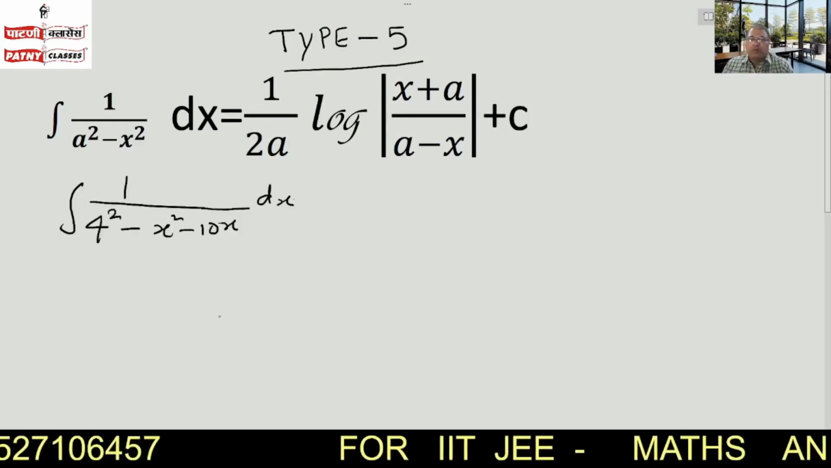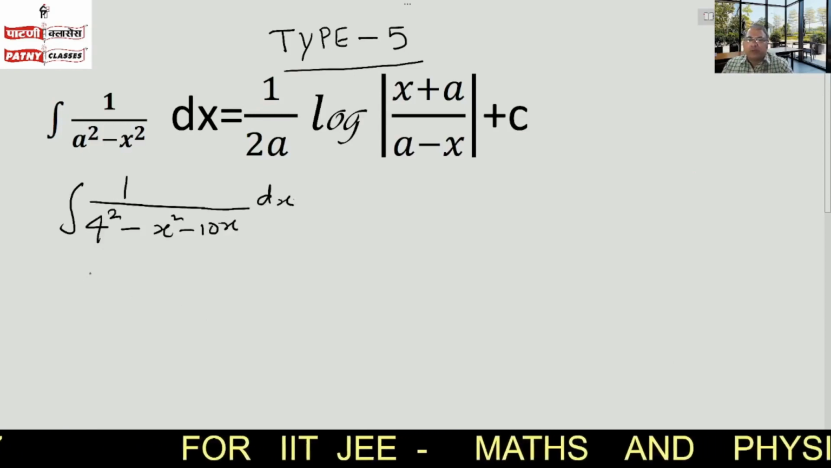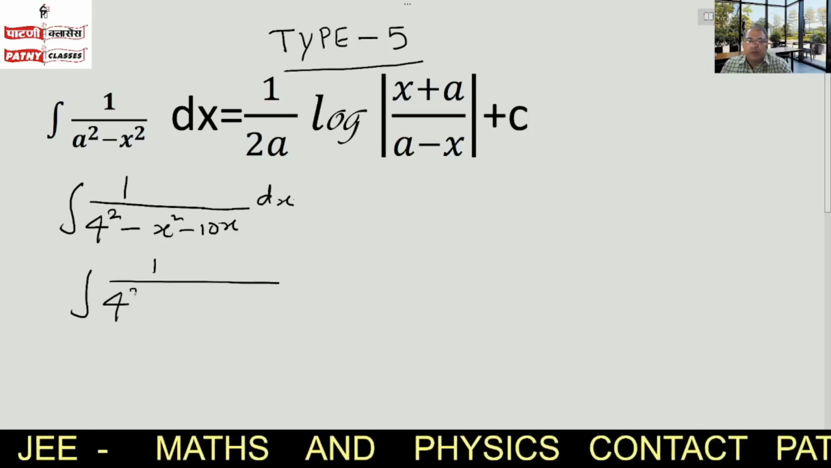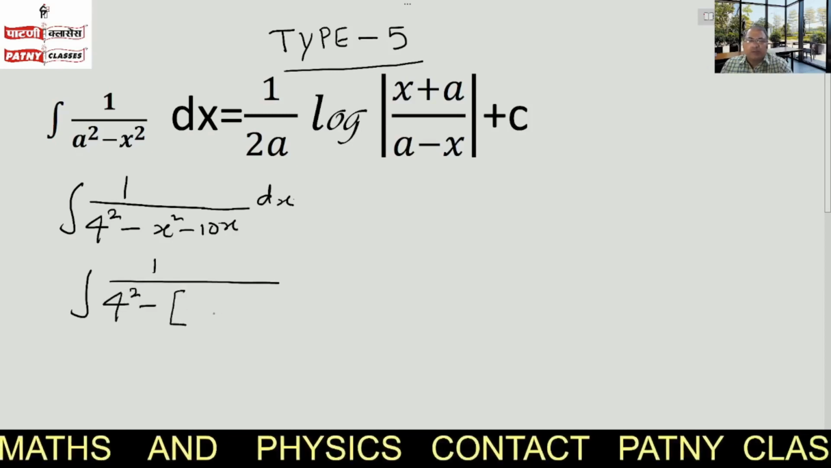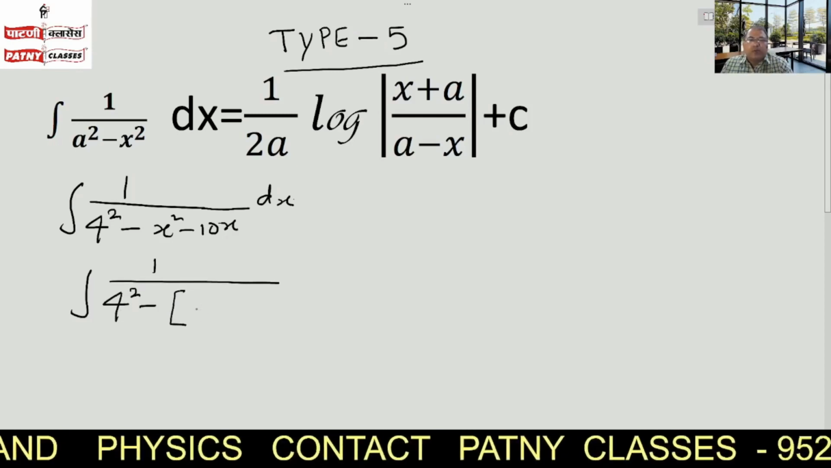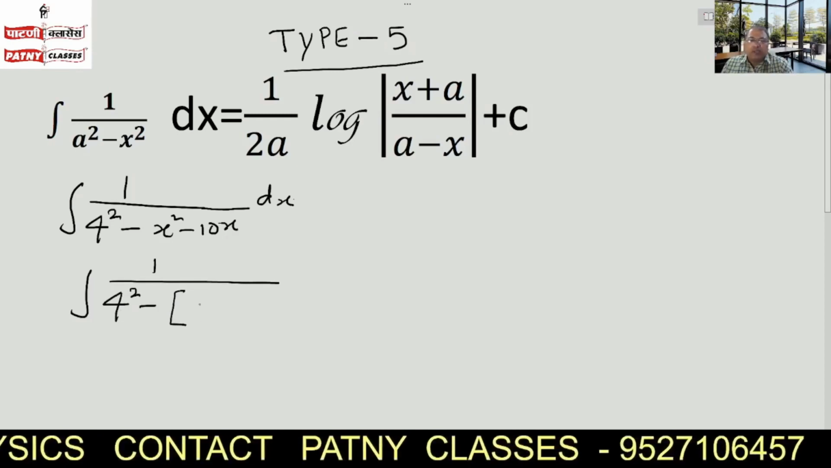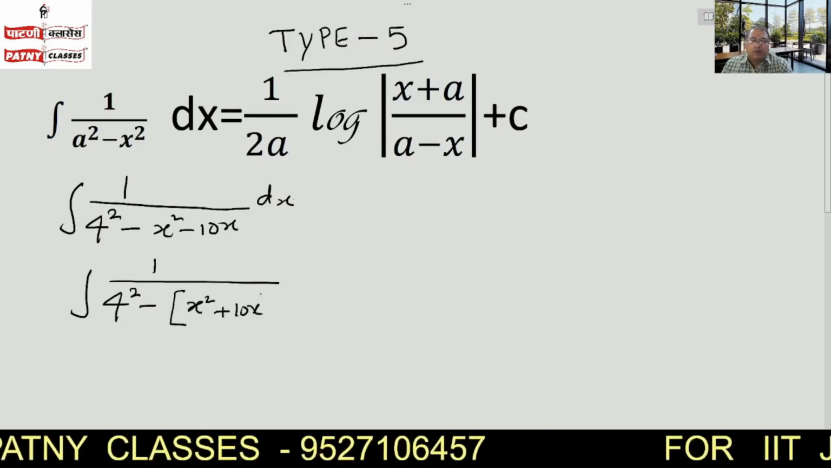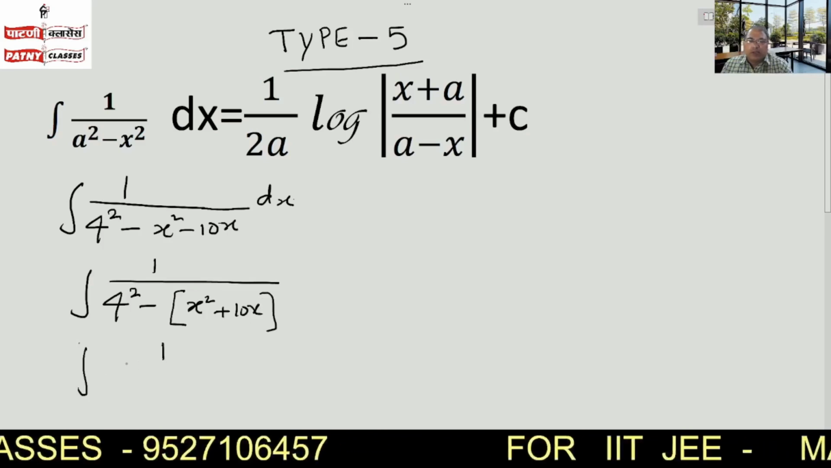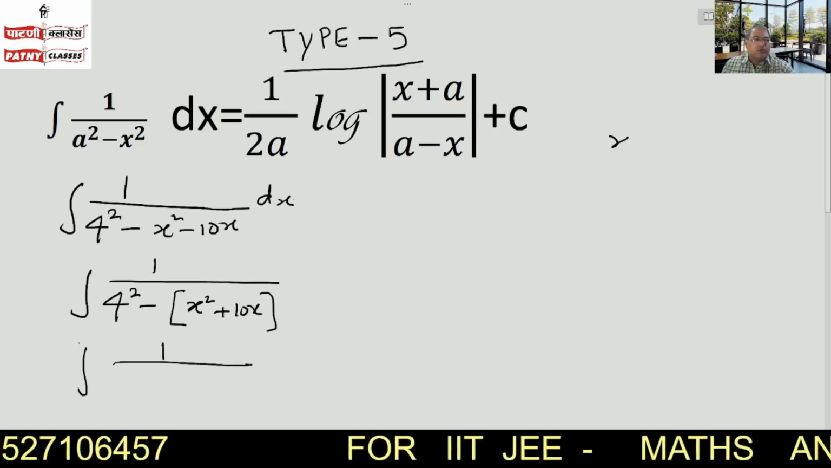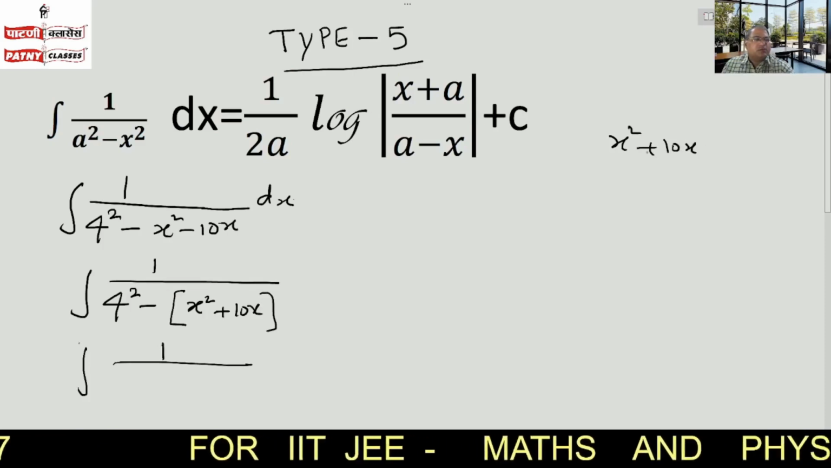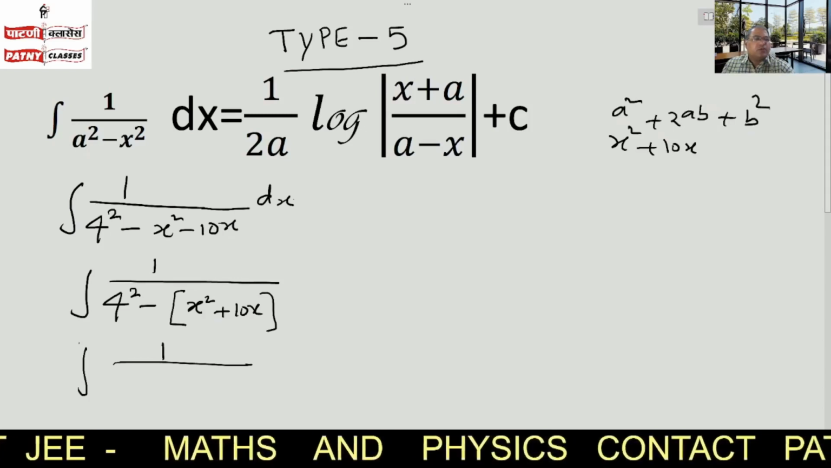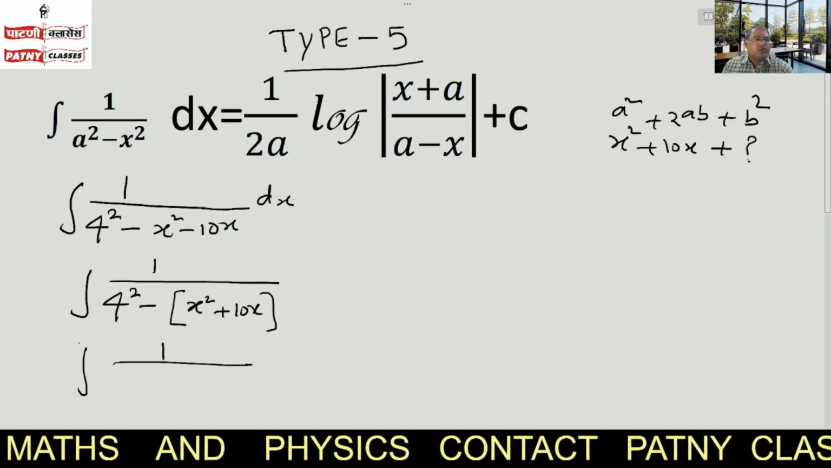Suppose we have the problem 1 upon 4 square minus x square minus 10x. This can be solved. x square term should always be positive to perform a plus b whole square. Here x square is negative. To make it positive, I have taken the minus common. And to make it a perfect square, x square plus 10x, this is a square, this is 2ab plus b square. That means b square is missing here.